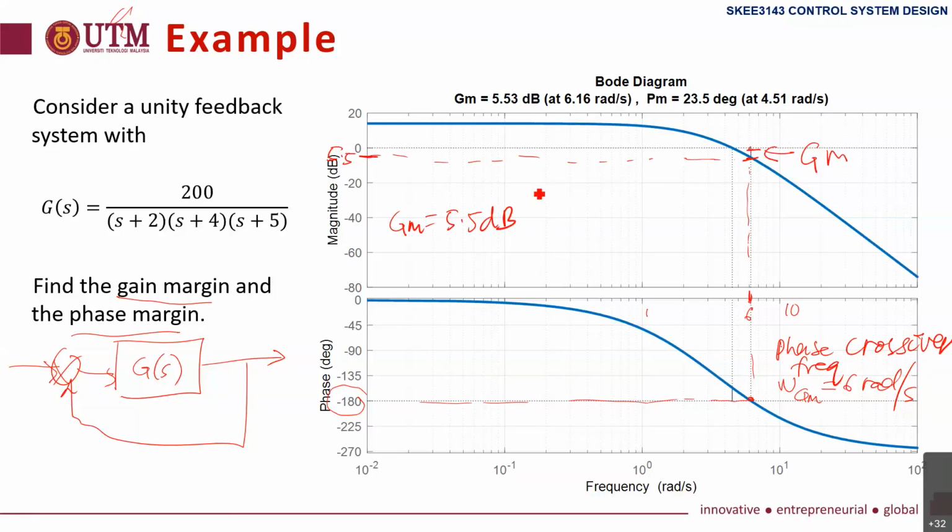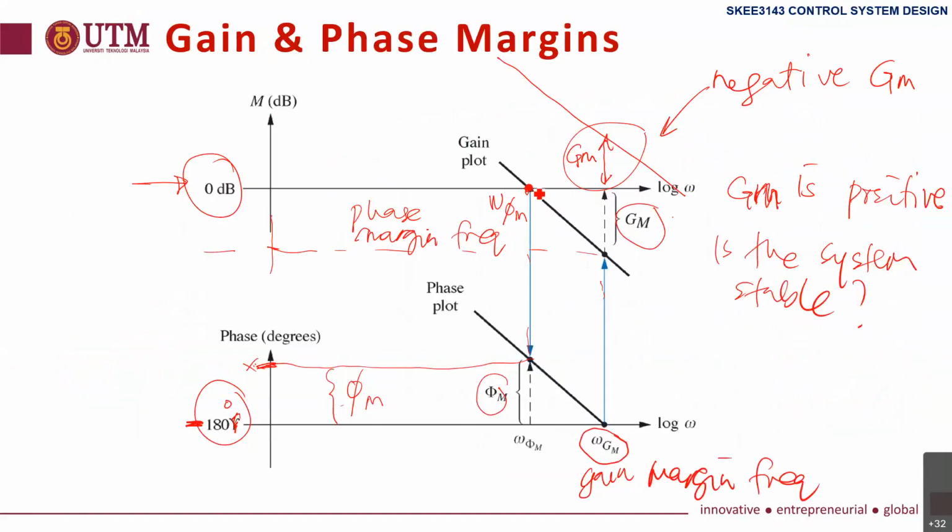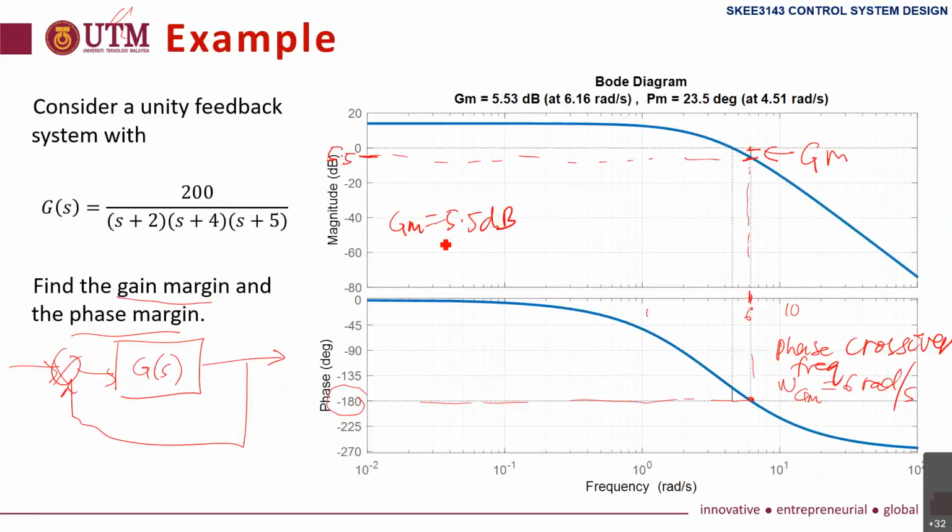Doctor, the magnitude should be negative, right? Because the magnitude is below 0. Here, I mentioned already, when the system is stable, GM is below 0 dB. For gain margin, we say positive. Here we say positive 5.5. Although yes, this is negative, we don't write it in negative.